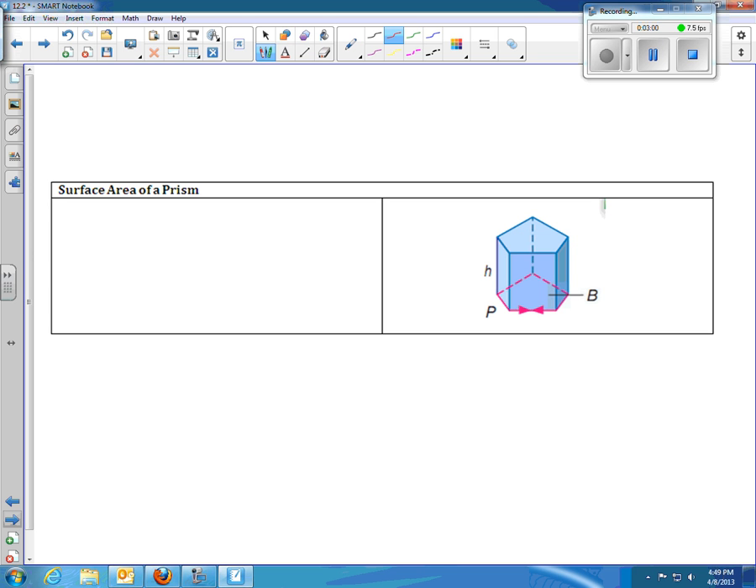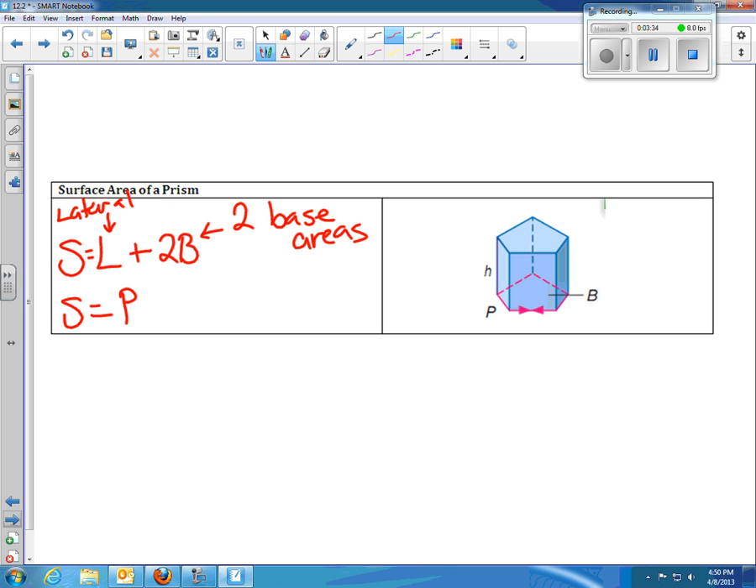All right, here's our new topic today. New topic today is we're going to talk about surface area of a prism. So yesterday we talked about lateral area, and that's just the area of all the sides. And now we're going to do the surface area, which is our lateral area plus 2 base areas. And when we talk about bases, now we're talking about 2 base areas. All right, so just remember our lateral formula is perimeter times height plus 2 base areas.